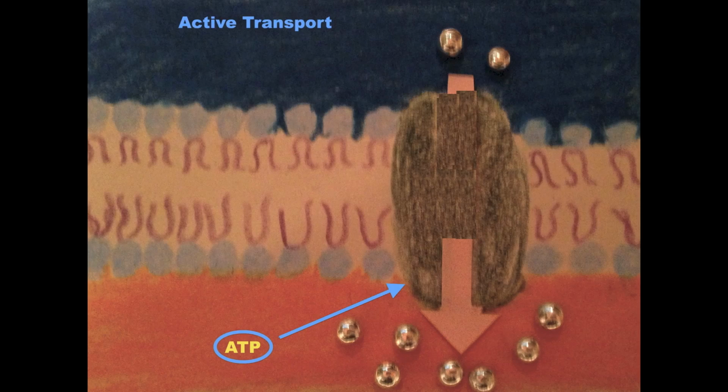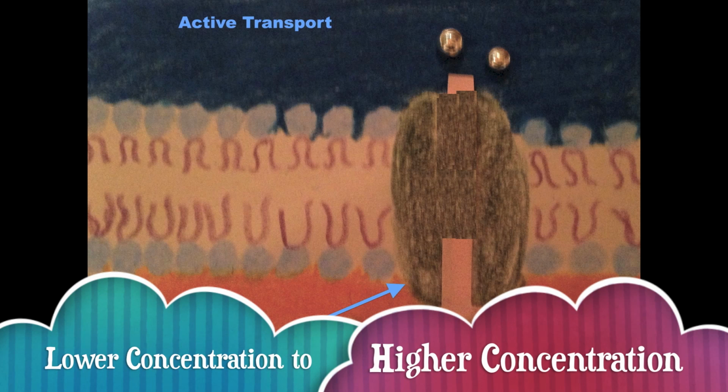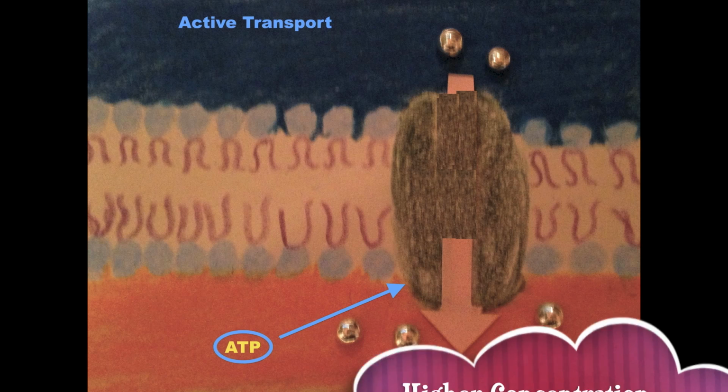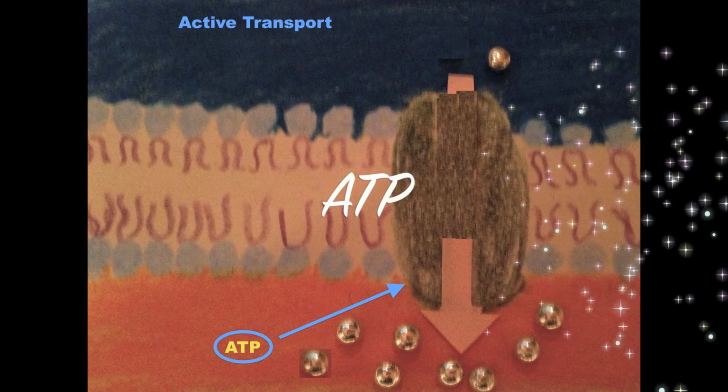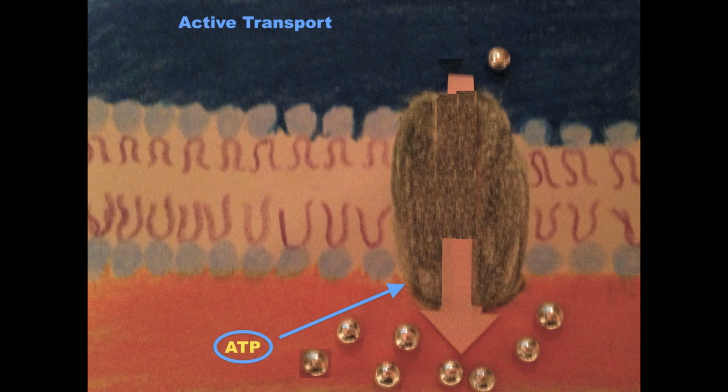Active transport gets particles across the cell membrane by using energy. Energy is needed because it goes against the concentration gradient. This means that it is going from a lower concentration to a higher concentration, so it needs a little boost. The energy used is in the form of a molecule called ATP. Active transport uses protein pumps.